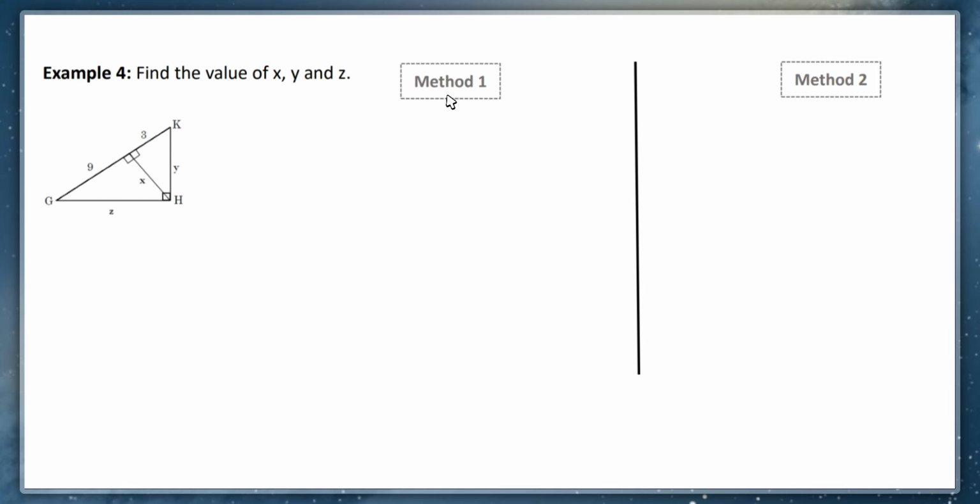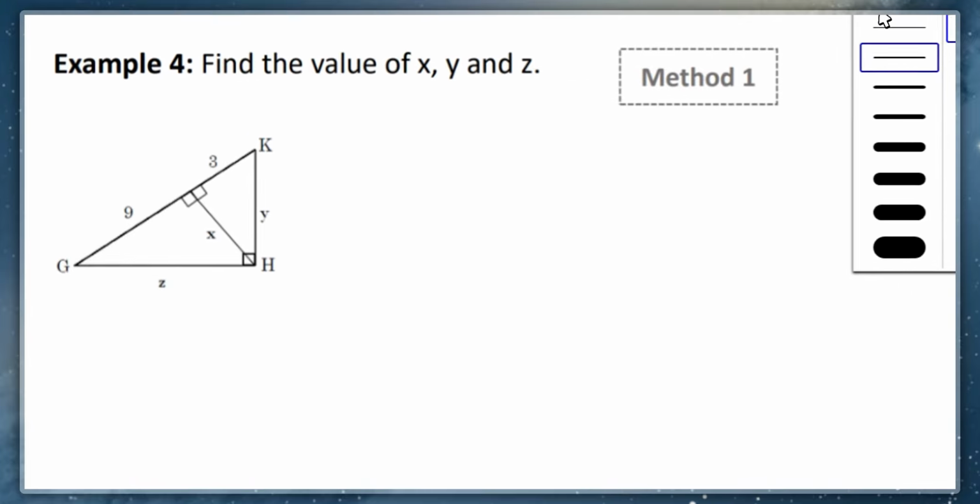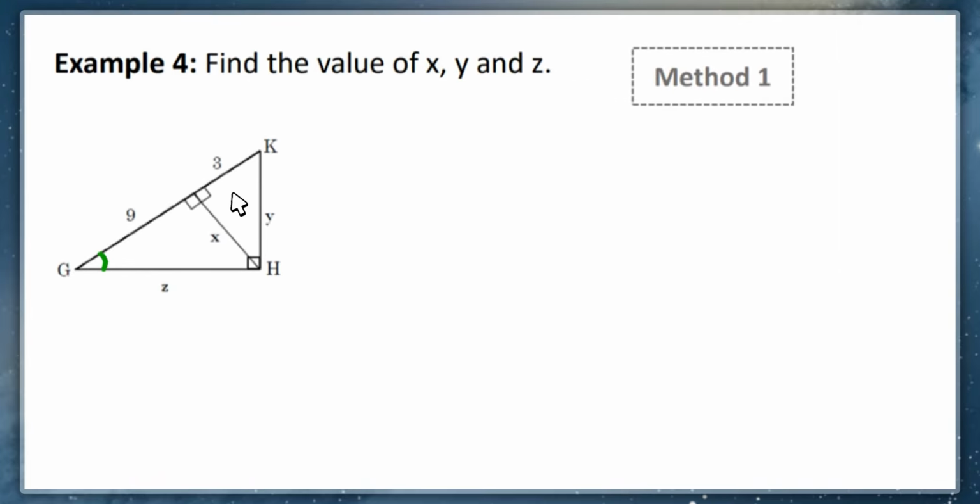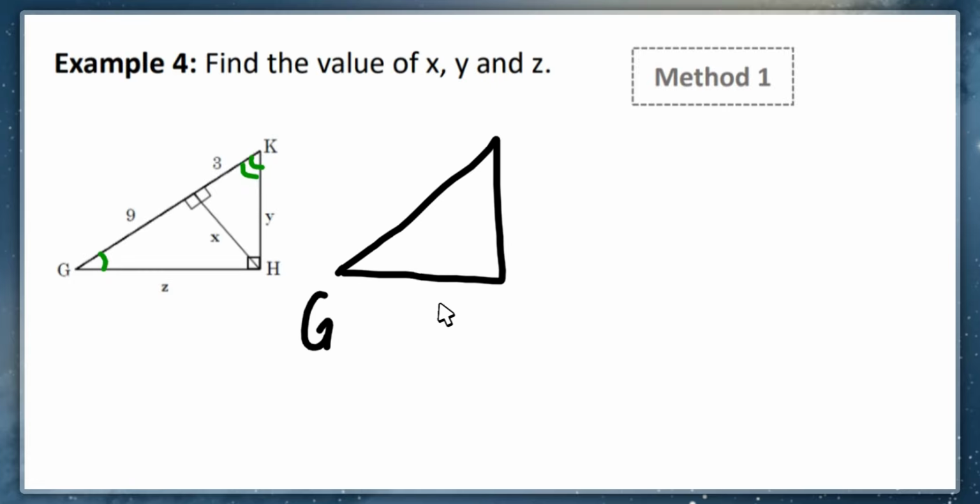So if we're going to look at finding the value of X, Y, and Z, well, we need to go ahead and look at the large triangle. Large triangle we have is GHK. Mark your single ring, mark your double ring. So we're going to mark G with 1 ring, K with 2 rings, and then separate it out. Here is the large triangle. This is triangle GHK.